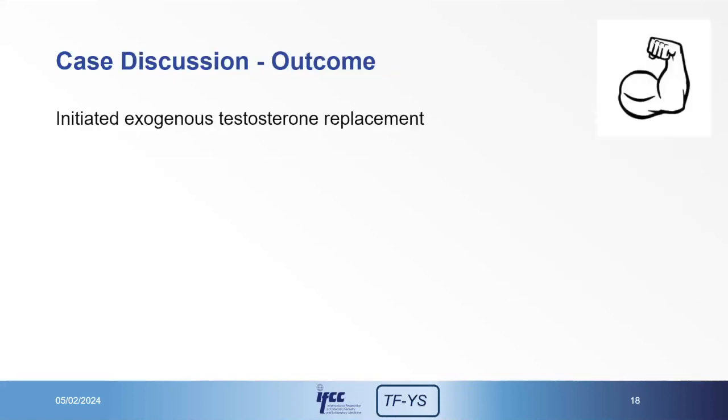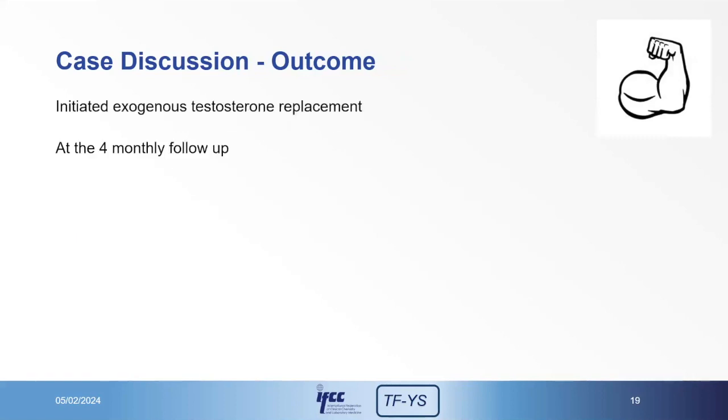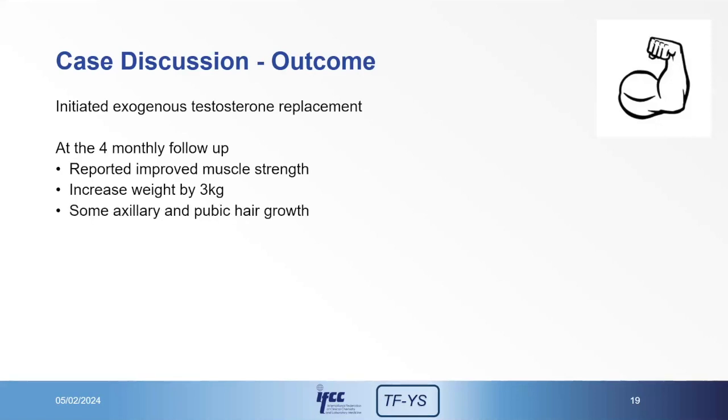In terms of the outcome, he was initiated on exogenous testosterone replacement, where this table just summarizes what his initial results were, his testosterone levels at 1 month of treatment and then at his 4 month follow-up, where we can see that there was a slight increase in the testosterone concentration. Of note, at his 4 month follow-up clinic appointment, he positively reported that he had improved muscle strength. His weight had already improved by 3 kilograms, and also some axillary and pubic hair growth were noted.